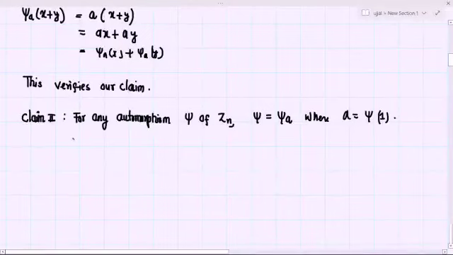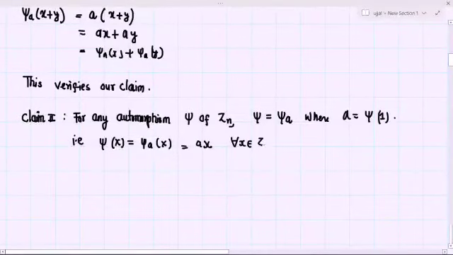Okay, so what does it mean? That is, I have to show that psi of x equals psi A of x, which is equal to Ax, because psi A is defined from Zn to Zn as psi A of x equals Ax. This is for all x in Zn. This is what I have to show, right?